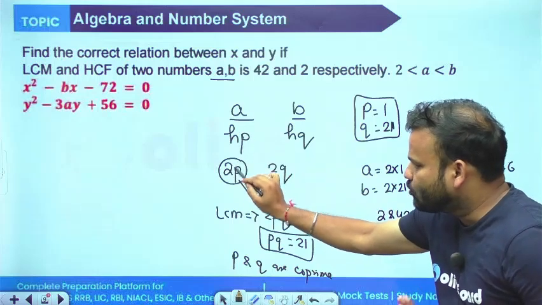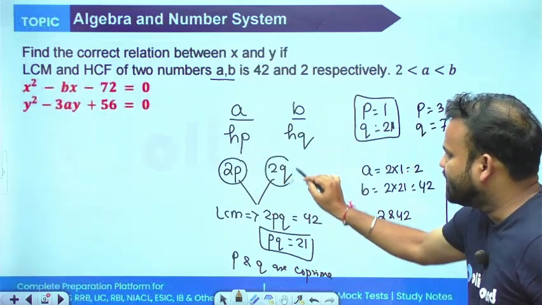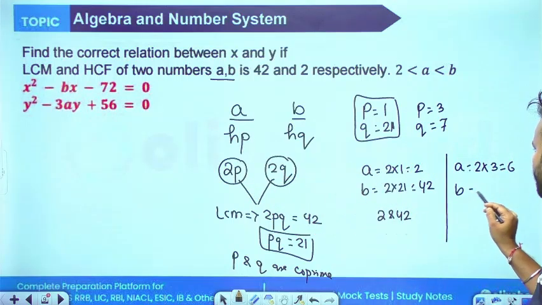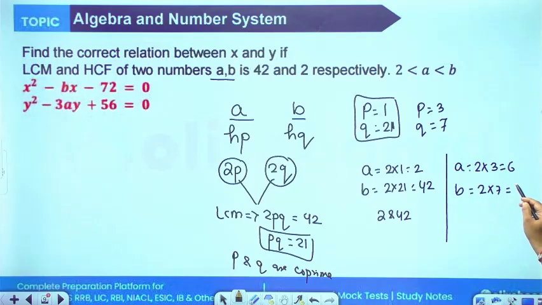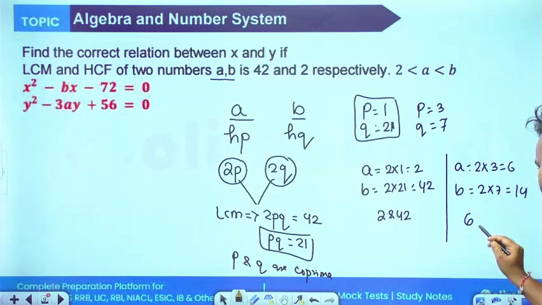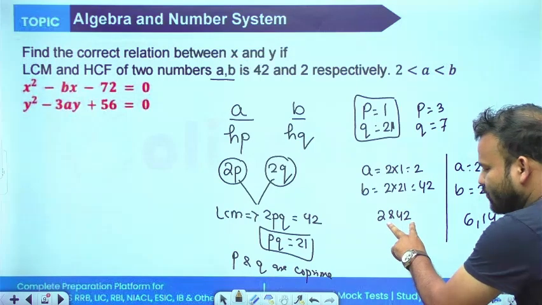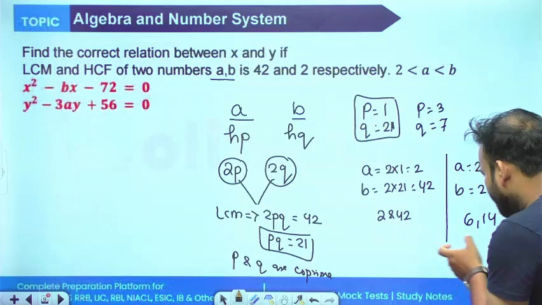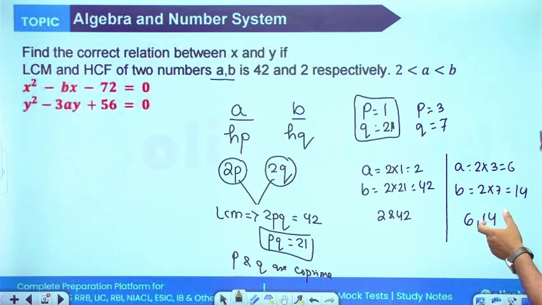The real numbers are 2P and 2Q. Substituting the values of P and Q, B will be 2 into 7, that is 14. Fine. So 6 and 14. Now check this out. 2 and 42 have HCF 2 and LCM 42. 6 and 14 have HCF 2 and LCM 42.